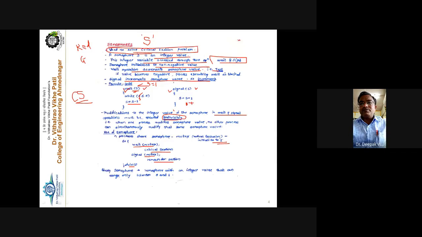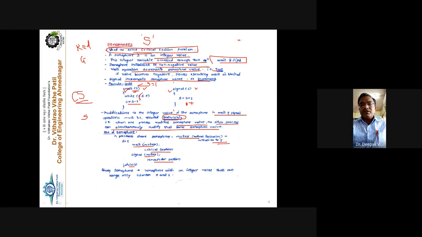So when one process modifies the semaphore value, no other process can simultaneously modify the same semaphore value. What is the meaning of this? The meaning is that the semaphore, the S value, is mutually exclusive. Here mutex is given; the full form of mutex is mutual exclusion. Mutex is the semaphore. Any variable you can define as a semaphore, and it is mutually exclusive, meaning only one process at a time can have access to change that particular variable.